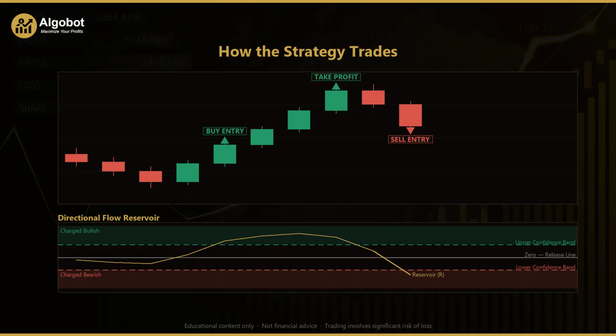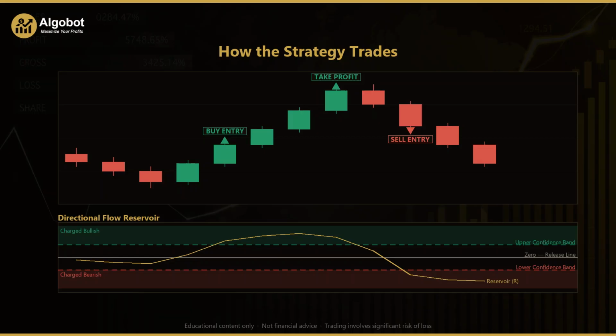Price stalls at the highs, then begins to roll over. In the panel, the reservoir starts to fall. It drains back down through the zero line, which is the strategy's release level, telling us the bullish pressure has fully dissipated. But the strategy doesn't stop there.